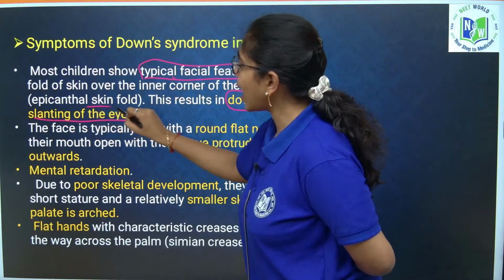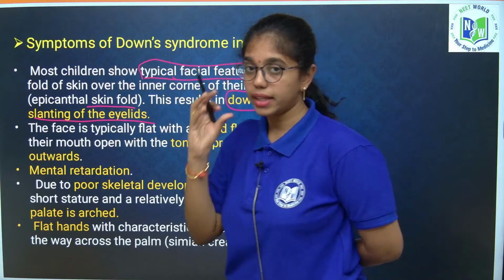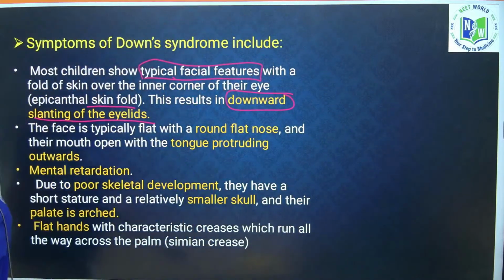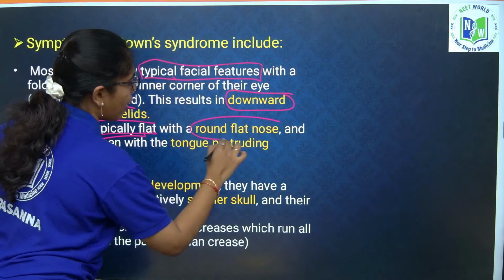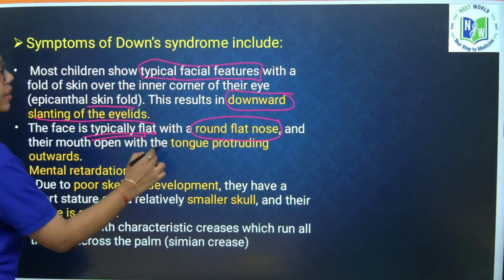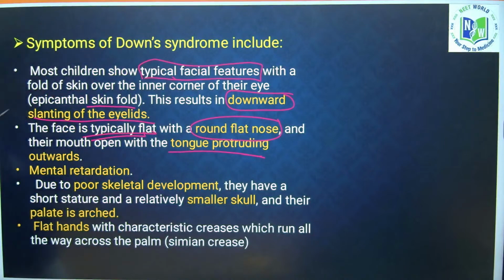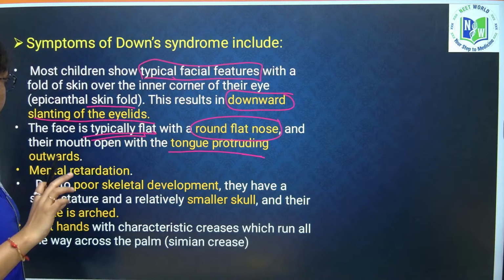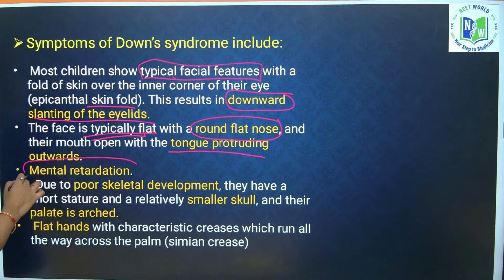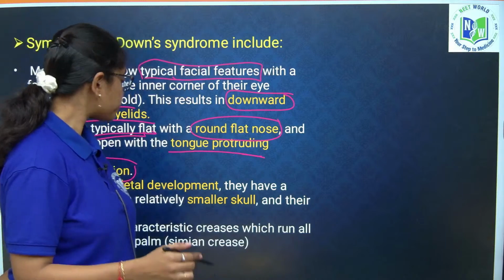Or epicanthal skin fold will be seen at the eyelids. Second, the face is typically flat with a round flat nose, and the tongue is protruding out all the time because of the frequent salivation. Next, mental retardation is seen in the kids who are having Down syndrome.